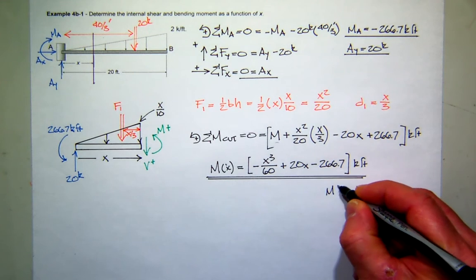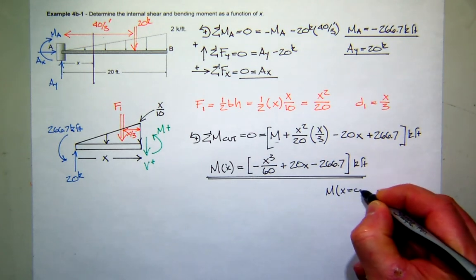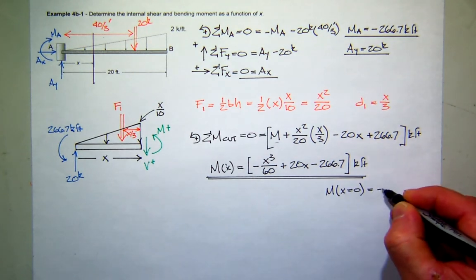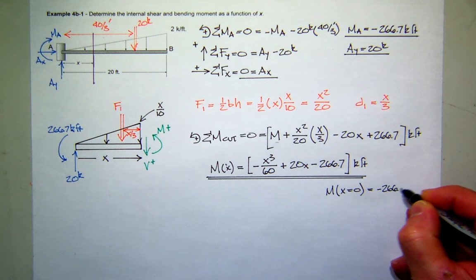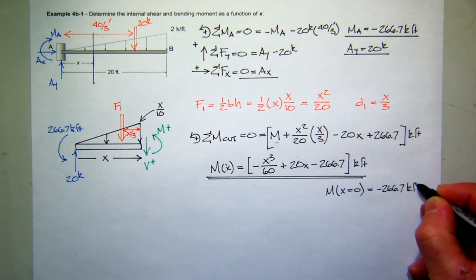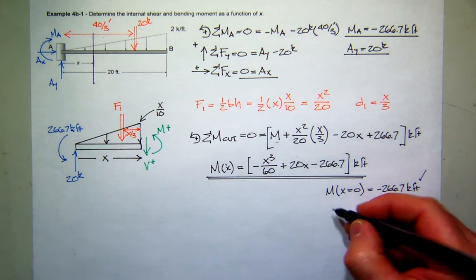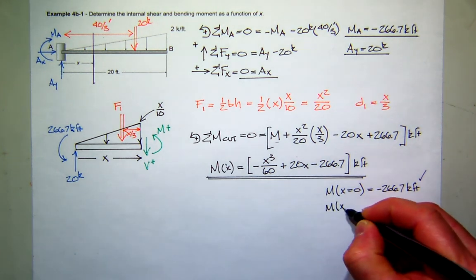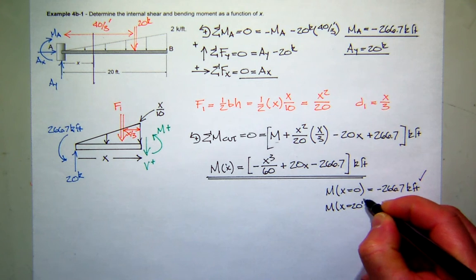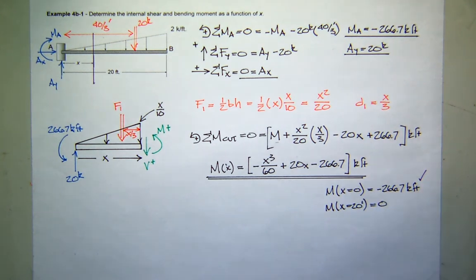So I already know that the moment when x equals 0 is 266.7 kip feet. And we checked that, so that's good. We also know that the moment at x equal 20 feet should be 0. Does it come out to be 0? Hey, look at that. So I'm feeling pretty good about this one.